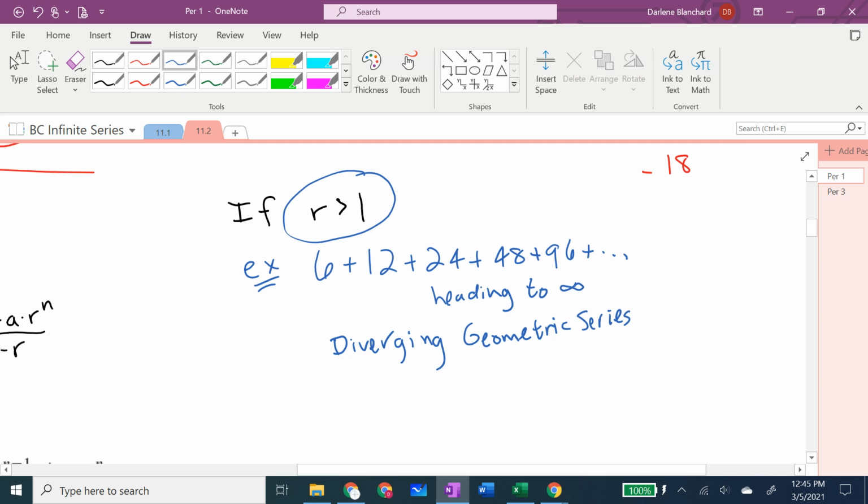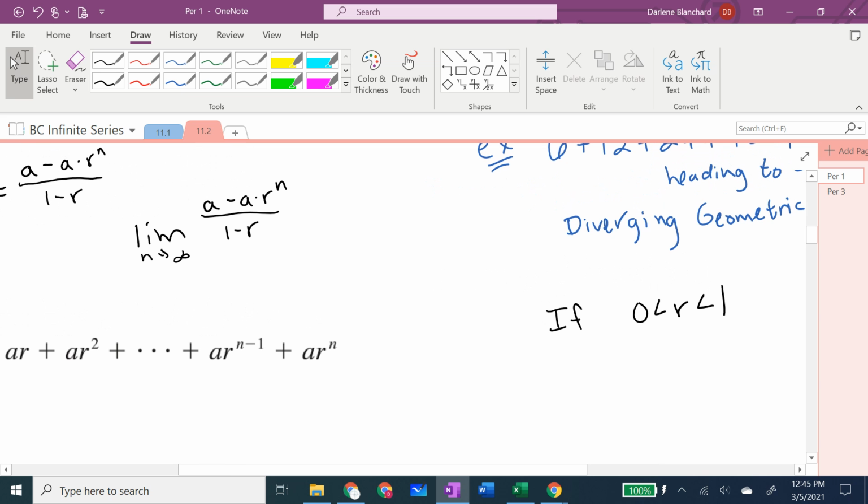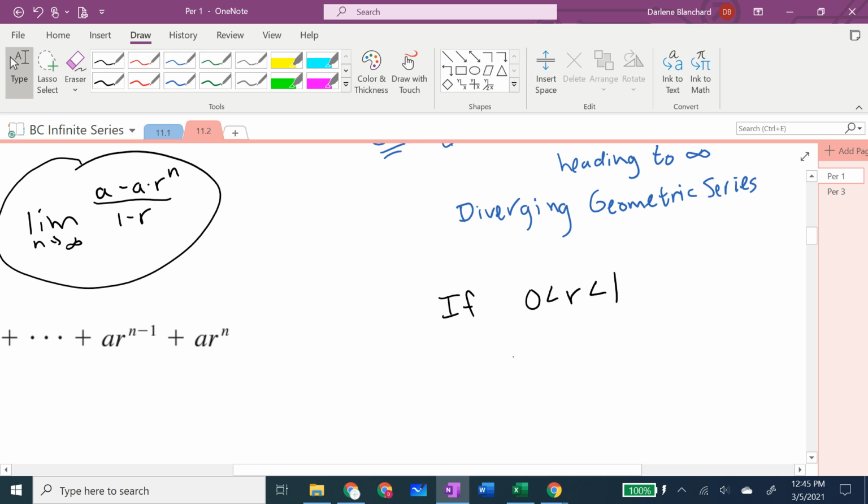The next case that I want to look at is if r is between 0 and 1. And I'm going to turn to this limit. If r is between 0 and 1, can you tell me what the answer to this limit is?